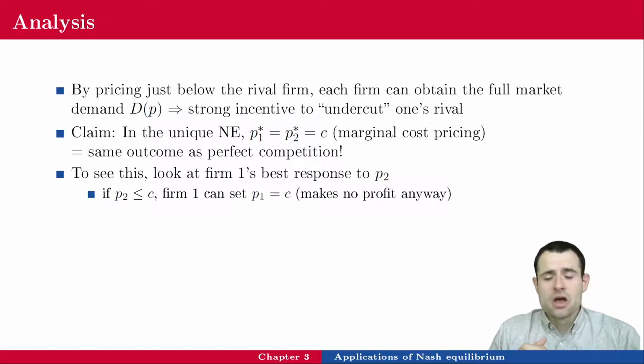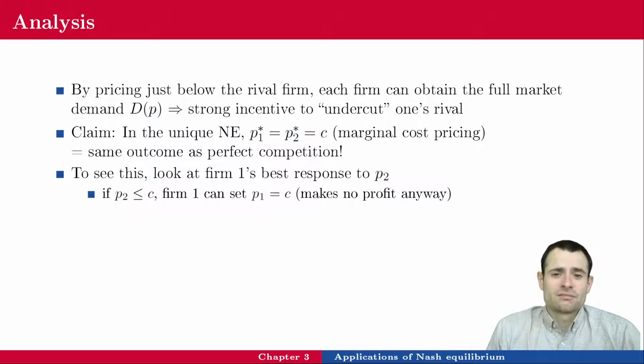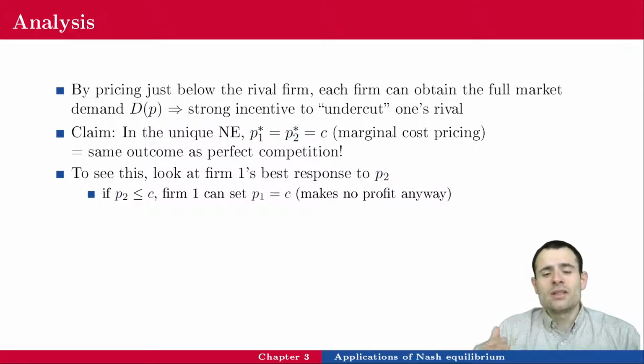So in this case, the firm can set a price equal to the marginal cost. It doesn't matter, it is going to lose the race. Firm 2 has the lowest price. So firm 1 will not make any profits. So anything bigger than C will be a best response. Anything bigger than C.